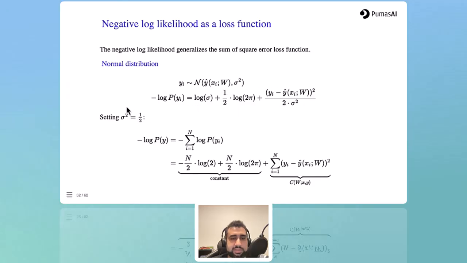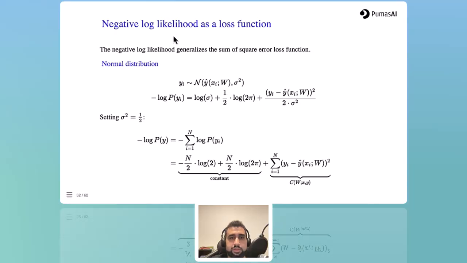And then by setting sigma square to a specific value, I actually get this expression here. Now this expression is nothing but a constant plus the sum of square error. So I recover my sum of square error loss as a special case of the negative log likelihood, which is also more commonly used in different contexts in statistics. Sum of square is also used to get unbiased estimators and so on for linear regression.